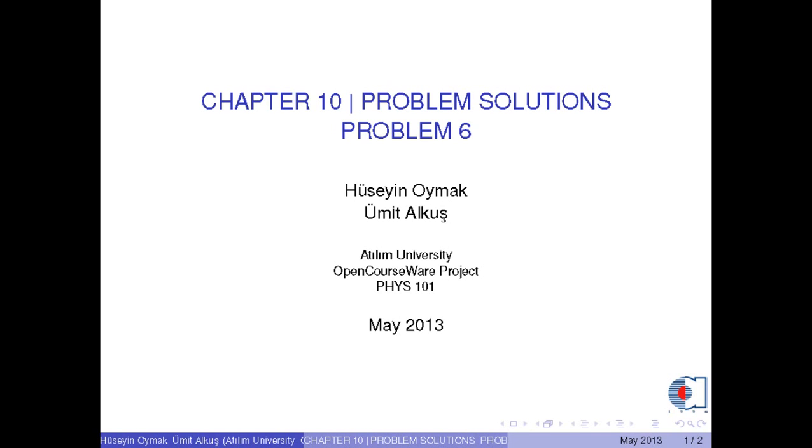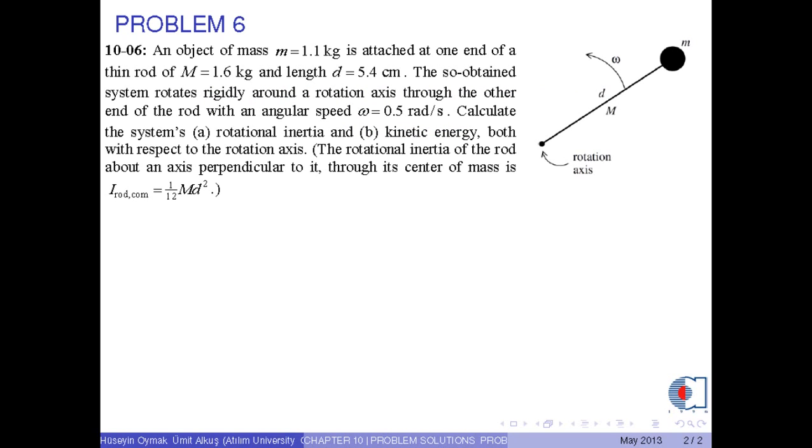In this video, we will solve one problem in Chapter 10. An object of mass small m is attached at one end of a thin rod of mass capital M and length small d. The system so obtained rotates rigidly around the rotation axis through the other end of the rod with an angular speed omega, which is 0.5 radians per second. Calculate the system's rotational inertia and kinetic energy, both with respect to the rotation axis.